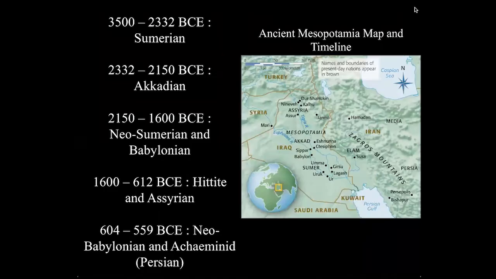So we are going all the way back to the beginning of what we call civilization, or at least in this area. So we're starting about 3500 BCE. So that is before the Common Era. So we're 3500 years before zero. And then we can work forward about 2020 years to get to the present day. So this is about 5,500 years before the present day.